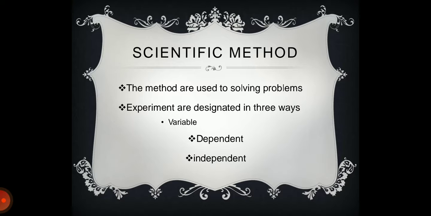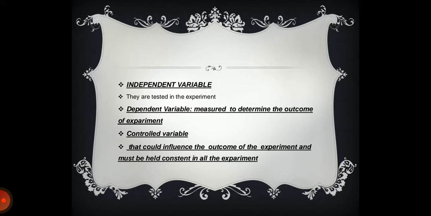There is a different way to solve the problem. The first one is dependent and the second is independent. Now we discuss the independent variable. Independent variables are manipulated in an experiment, and the dependent variable is measured to determine the outcome of the experiment. There are also control variables that could influence the outcome of the experiment and must be held constant in all experiments.